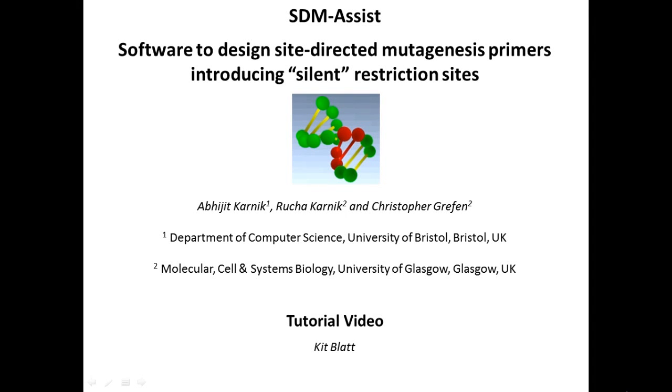SDM Assist, software to design site-directed mutagenesis primers, introducing silent restriction sites. Site-directed mutagenesis, SDM, is an indispensable tool for generating mutants in biological structure function studies. The method is based on PCR, using modified primers that introduce the required mutation directly into the plasmid-based gene.